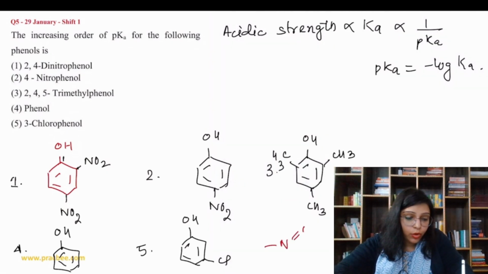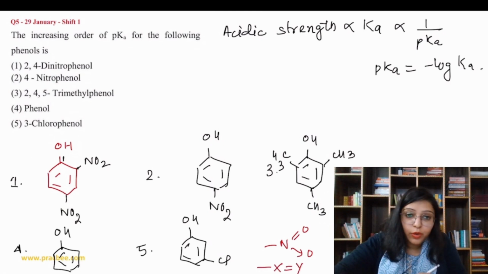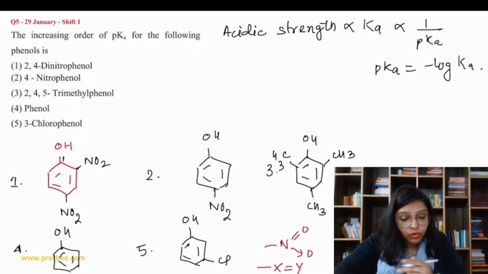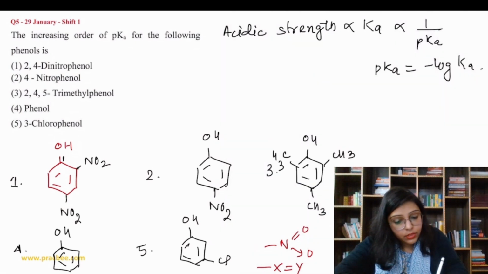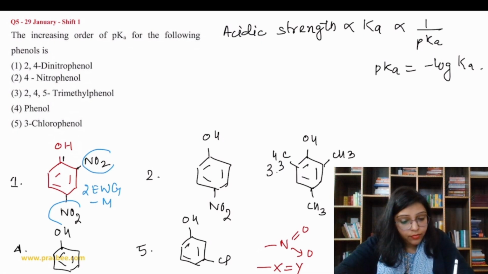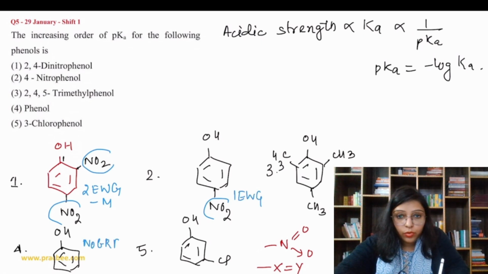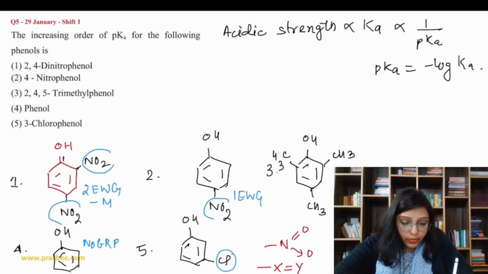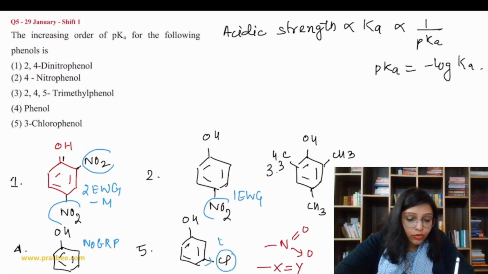See, N double bond O. So we can compare the NO2 group with this one, X double bond Y. So this is an electron withdrawing group. It withdraws electrons. So in the first case, we have two electron withdrawing groups, or two groups which show minus M effect. It takes the electron from the system. Here we have one electron withdrawing group. Here no group. In the fourth one, no group. Here in Cl, the inductive effect dominates, that is, it pulls electrons. So this is also an electron withdrawing group, but here it shows minus I, inductive effect, while NO2 shows minus M effect.